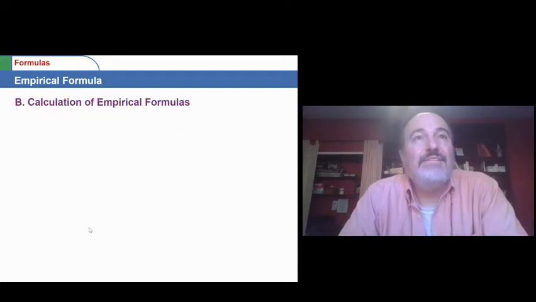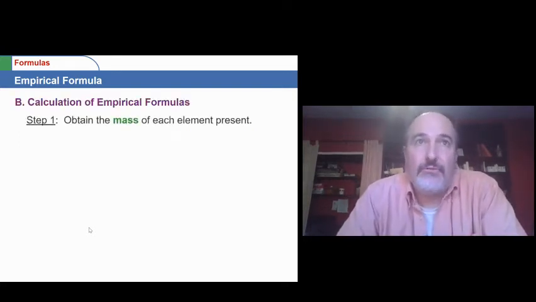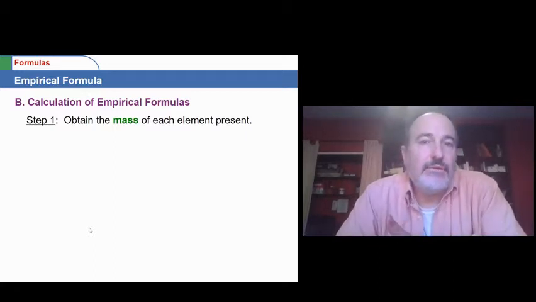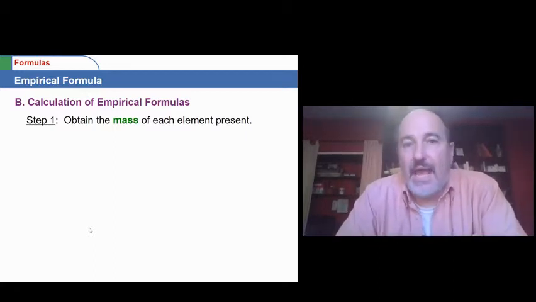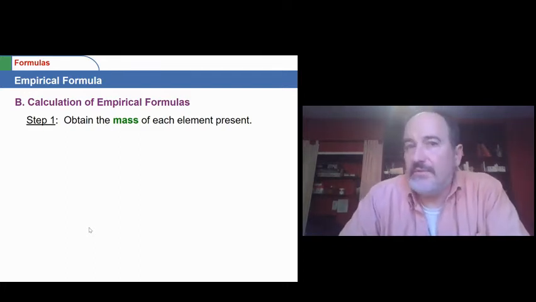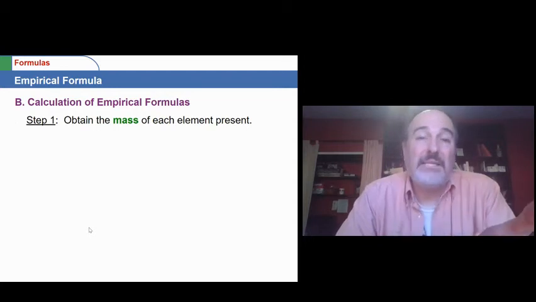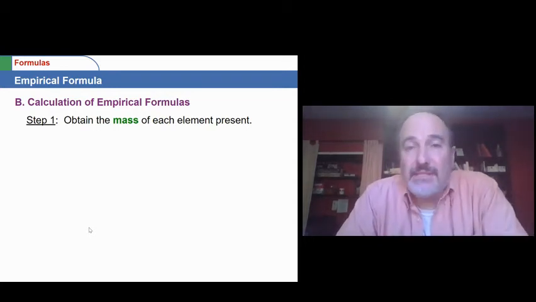All right. So how to calculate the empirical formula. Step one, obtain the mass of each element present. Sometimes the problems will tell you that in a particular sample there are 17 grams of element X and 42.3 grams of element Y. If they already give it to you in grams, that's simple. You just move on.